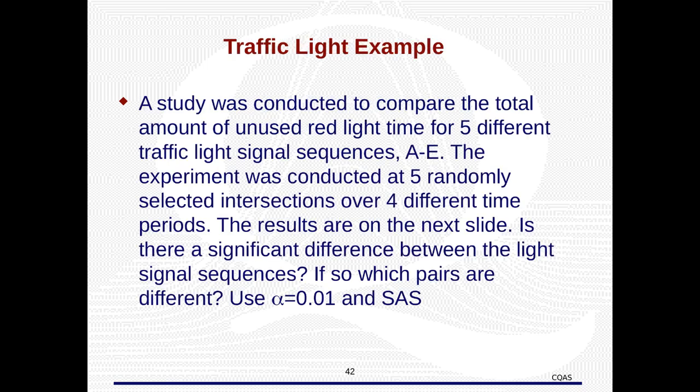We now turn to a practical application involving traffic signal optimization. Researchers designed an experiment to evaluate 5 different signal sequences, labeled A through E, based on their efficiency in minimizing unused red light time. The study employed a randomized block design, measuring unused red light duration across 5 intersections during 4 distinct time periods. This experimental structure allows us to control for both spatial and temporal variation that might otherwise confound our results.